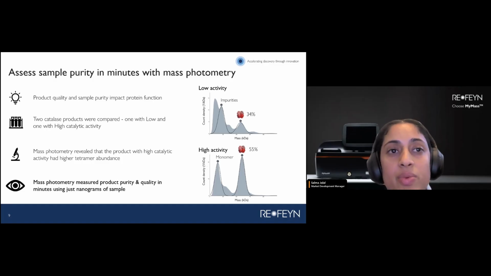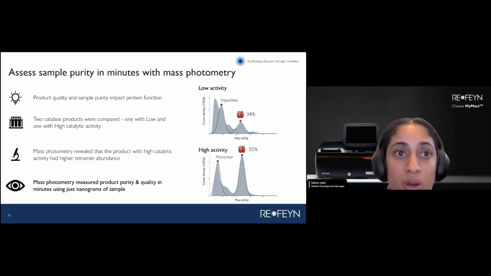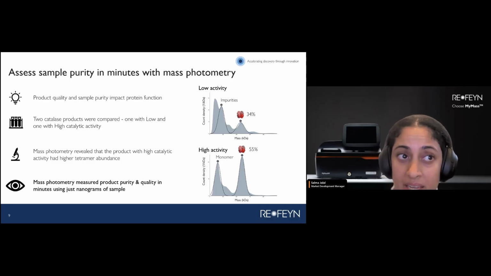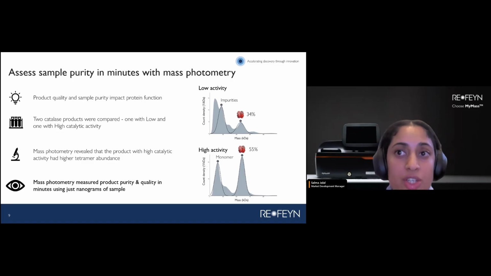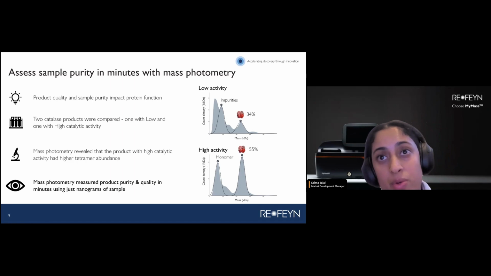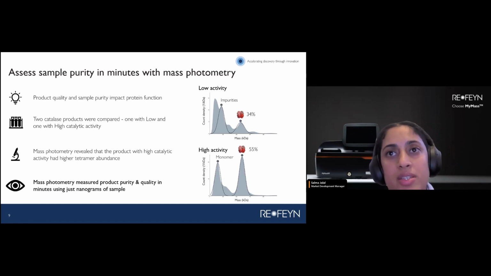And in this situation, we looked at two product offerings, one with a low catalytic activity and one with a high catalytic activity. And MyMass showed that the low activity product actually had impurities in there and a lower abundance of the functional tetramer species. So it's only 34% of the functional species in the low activity product versus 55% in the high activity product. And MyMass was able to give you this readout on purity and quality in a minute using virtually no sample.